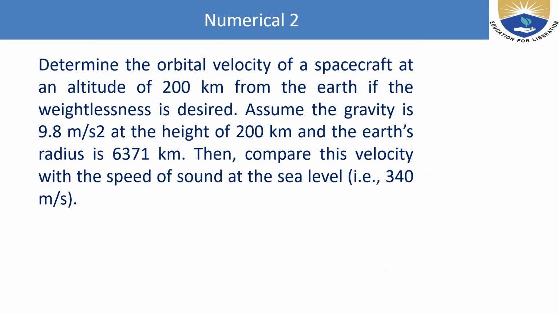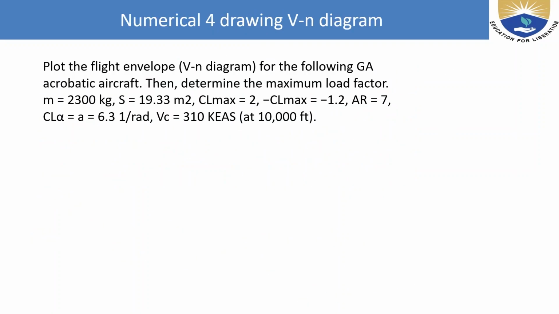So now we will go for the next problem, problem number 4. Here we will see drawing the Venn diagram. Plot the flight envelope V-n diagram of the following GA acrobatic aircraft, then determine the maximum load factor. M is equal to 2300 kg, S is equal to 19.33 meter square, CL maximum is equal to 2 and minus CL maximum is equal to minus 1.2, aspect ratio is equal to 7, CL alpha is equal to a, equal to 6.3131 per radian, VC is equal to 310 knot.